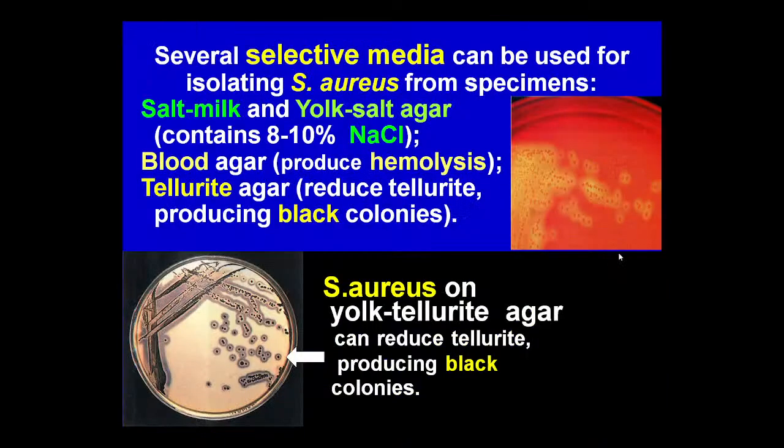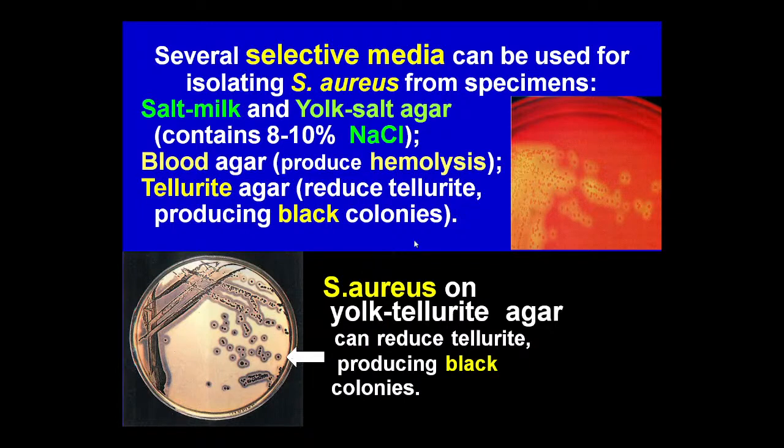So quite often, because staphylococci could be isolated from contaminated specimens, like oropharyngeal swabs, for example, we need to use selective media. And these are yolk salt agar, salt milk agar, or tellurite agar. So in tellurite agar, Staphylococcus withstands the salts very well. And it may reduce tellurite, producing black colonies, right?